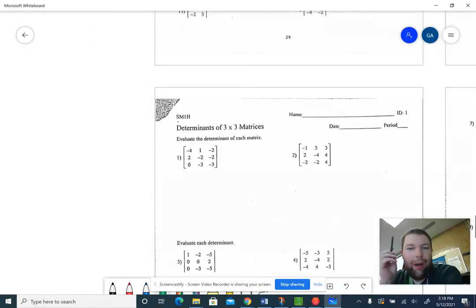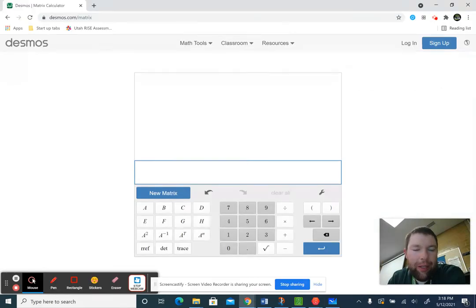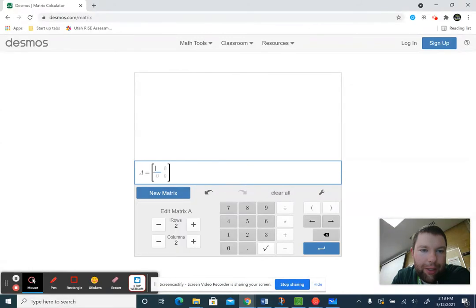You can do this by hand, but it takes a lot more work, and we're going to let you use the calculator. So let's go over and show you how to use the calculator to do this. I'm going to go to my matrix calculator and plug in a matrix. I did number 1 here. Let me show you how this works with a 2 by 2 matrix first, and then I'll do a 3 by 3.